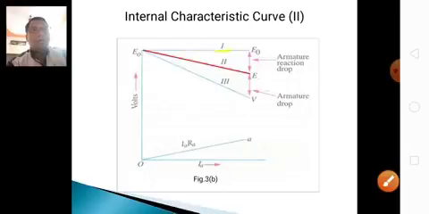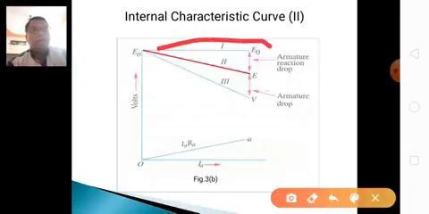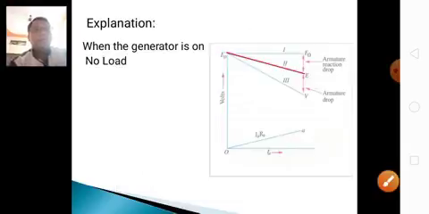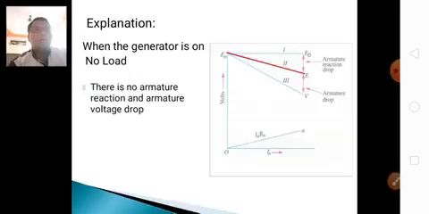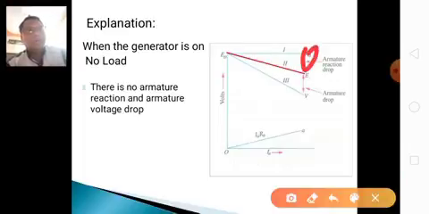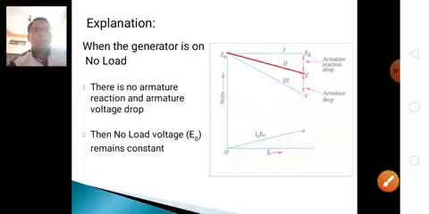Here the armature reaction drop and the IA RA drop will occur. IA is the armature current, IA RA is the armature drop. When the generator is on no load, there is no armature reaction and no armature voltage drop. When the generator is loaded, the armature drop occurs, and this armature drop is shown here. The no load voltage E0 remains constant.